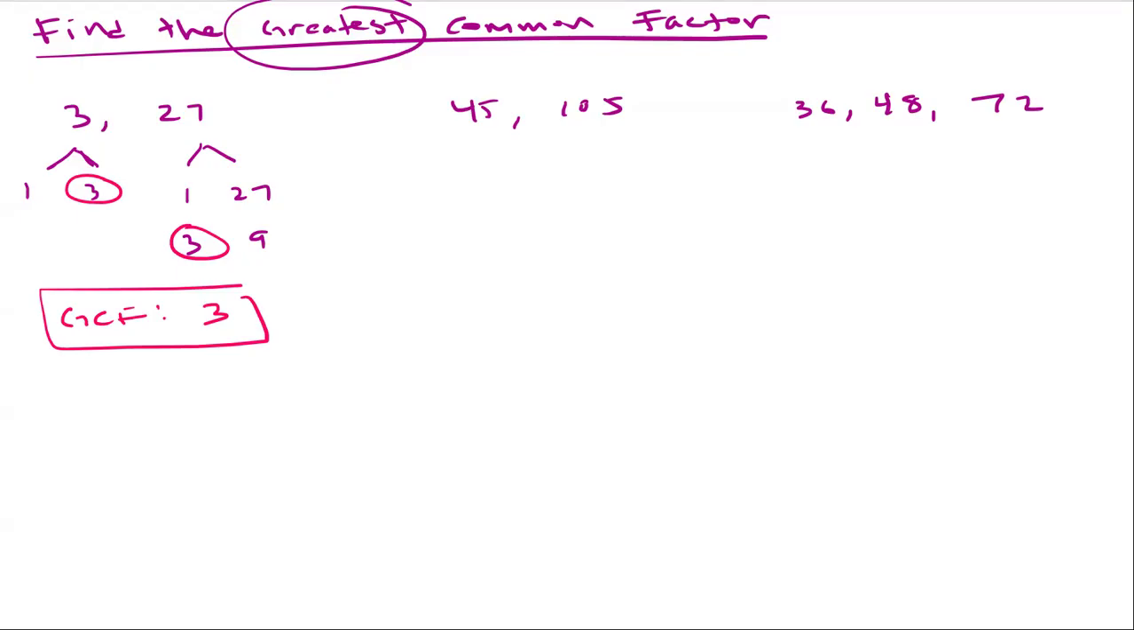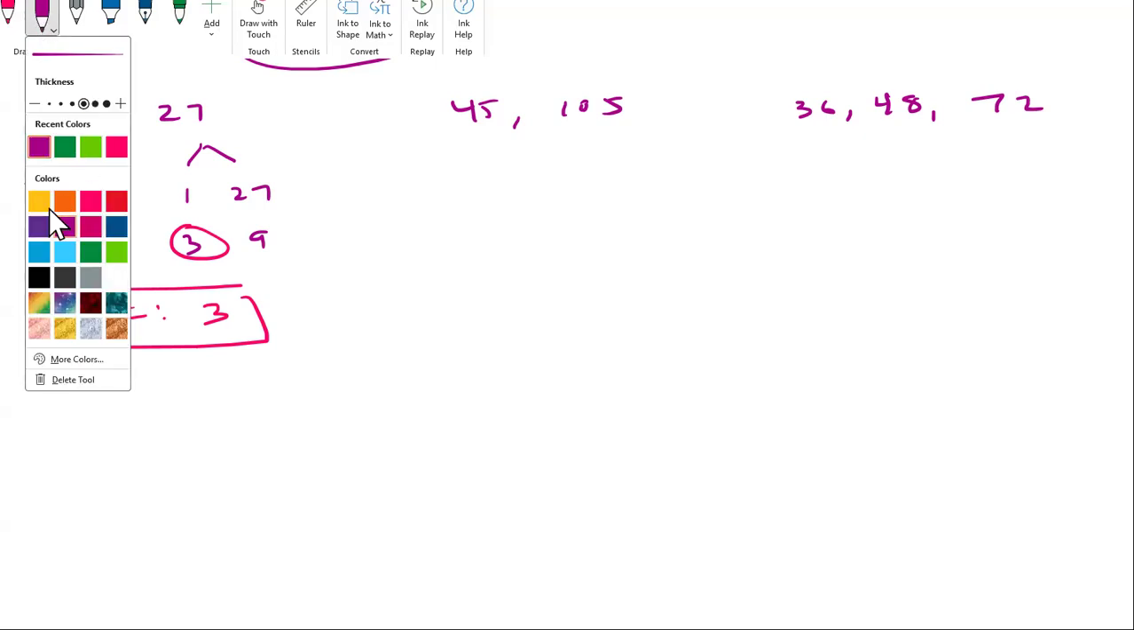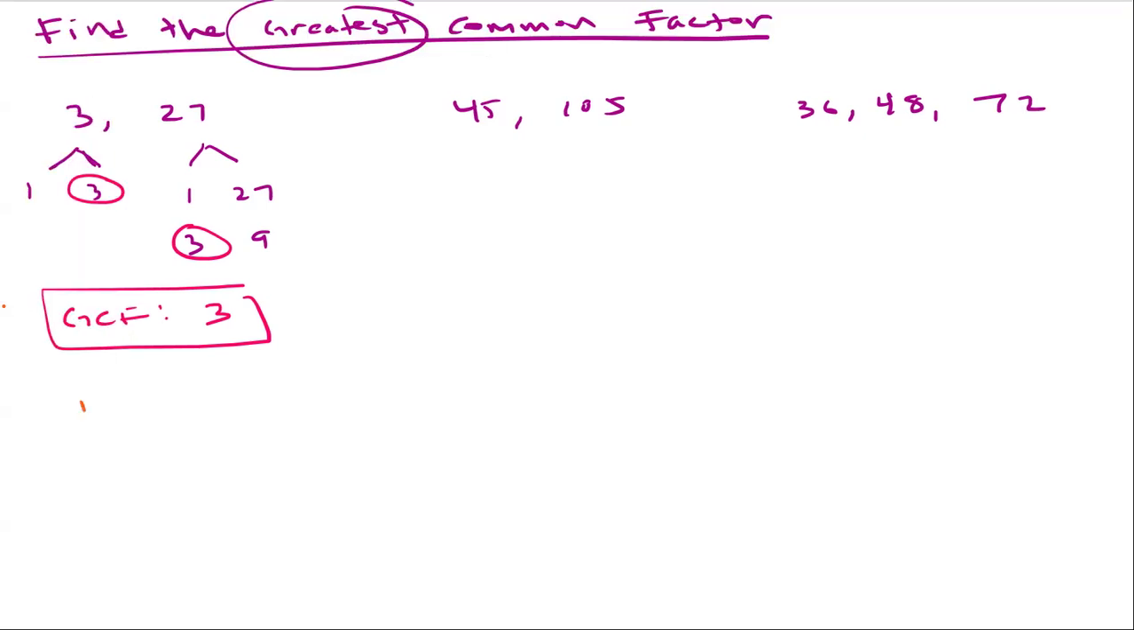All right, so we have 45 and 105. Let's break those down. So let me write down here, in a different color. We have 45. The factors of 45 are 1 and 45, and we also have 3 and 15, and we also have 5 and 9. So those are the factors of 45.